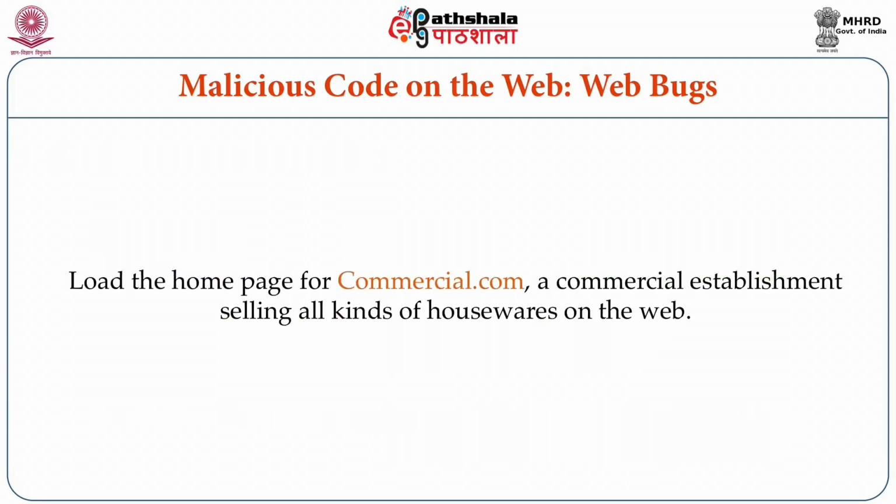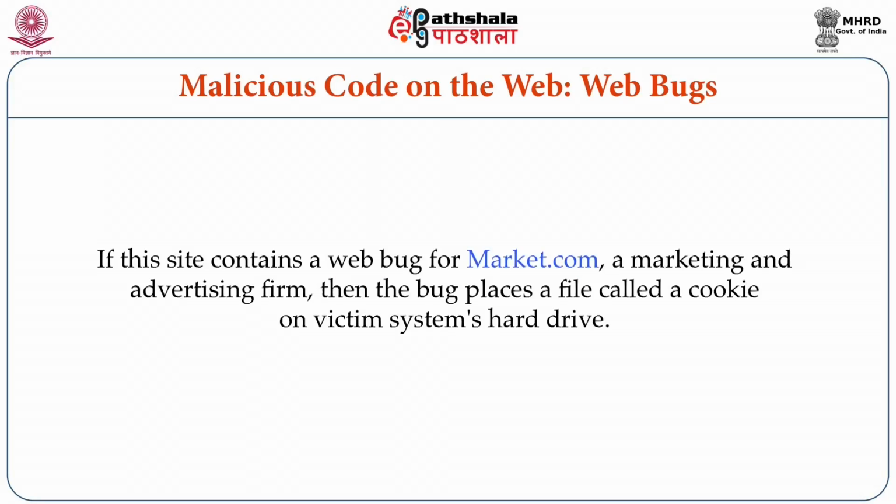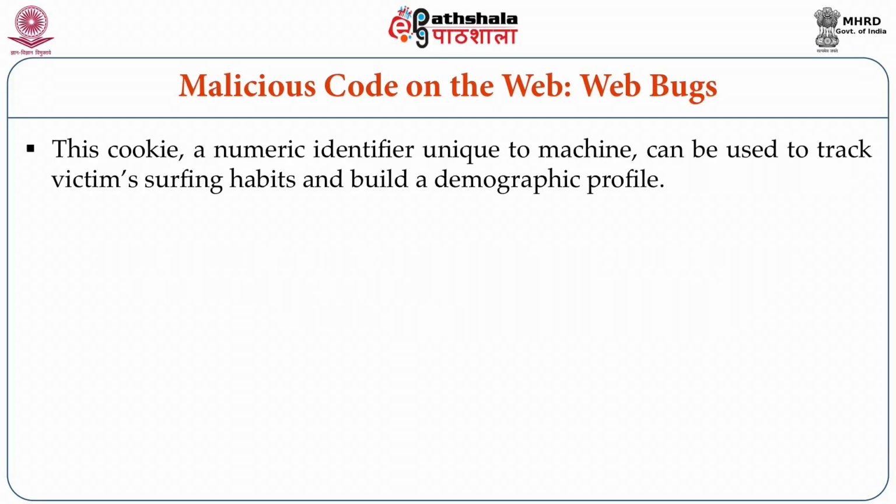Load the home page for commercial.com. It is a commercial website which sells all kinds of housewares. That website had a web bug for market.com. It is a marketing and advertising firm. What the bug used to do was place a file called a cookie on a victim system's hard drive. A cookie is nothing but a numeric identifier.